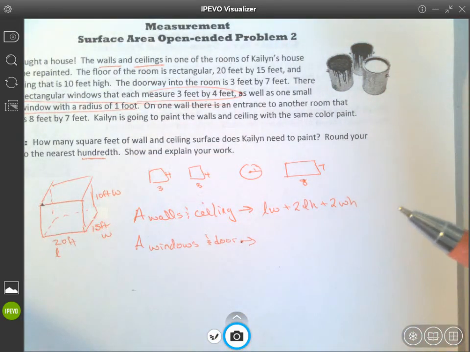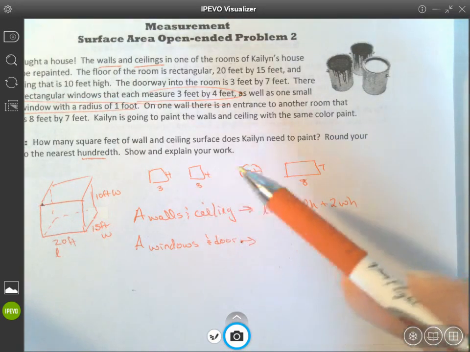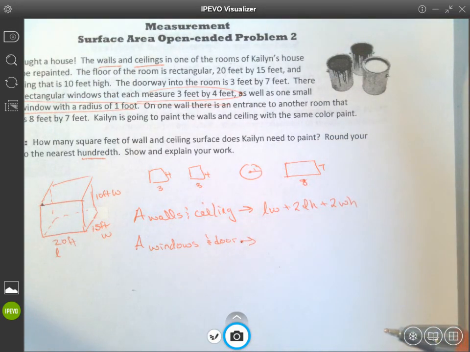And what would you do when you have the area of what needs painted? You would then take away the windows and the door. That's really what you're doing. So this is the area you want. This is what you're taking away. So you can organize how you want. You can show each area separately, but you shouldn't just have a number. It should show some work.